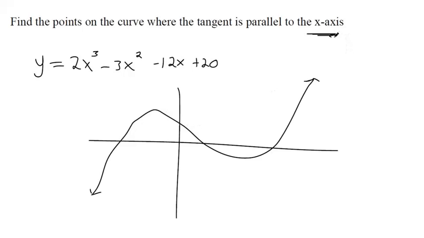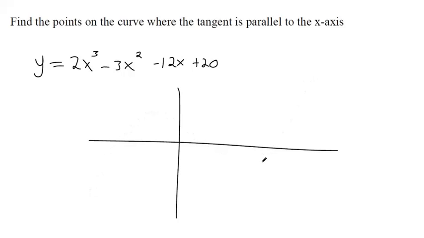They want it to be parallel to the x-axis. This is our x-axis, right? And if we're going to be parallel to that, then it needs to be a slope of 0, right? Slopes of 0 are where we're parallel to the x-axis. So that's what this question is asking you to do, okay?